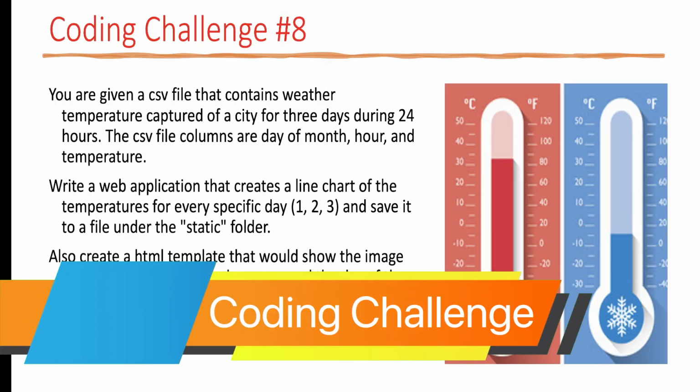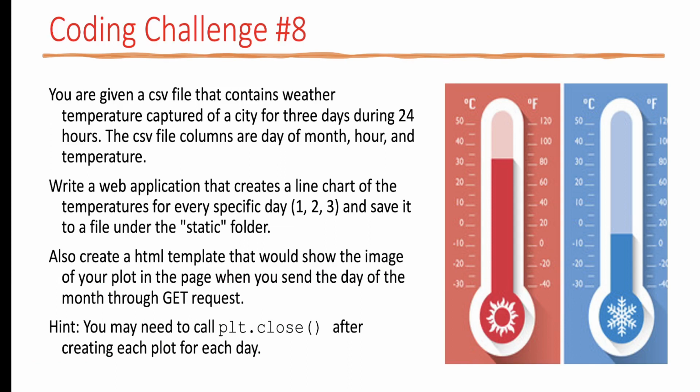Coding challenge. You are given a CSV file that contains weather temperature captured of a city for 3 days during 24 hours. The CSV file columns are day of month, hour, and temperature. Write a web application that creates a line chart of the temperatures for every specific day, like day 1, day 2, and day 3, and save it to a file under the static folder.